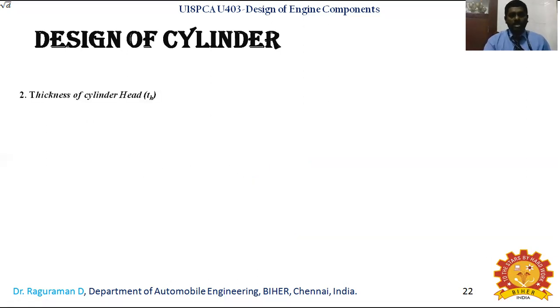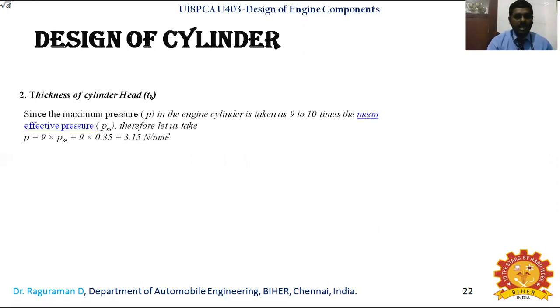Now coming to the second specification, the thickness of the cylinder head. As mentioned in the problem and seen in the design procedure, the maximum pressure in the cylinder can be taken as 9 to 10 times the mean effective pressure. So we take the maximum pressure P as 9 times the mean effective pressure, which gives 3.15 Newton per mm square.